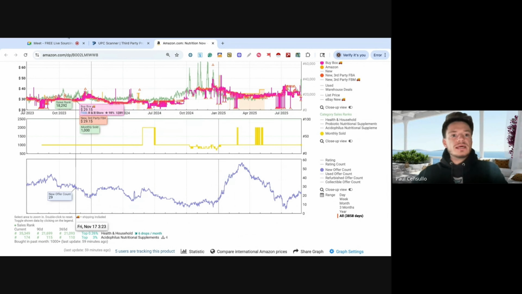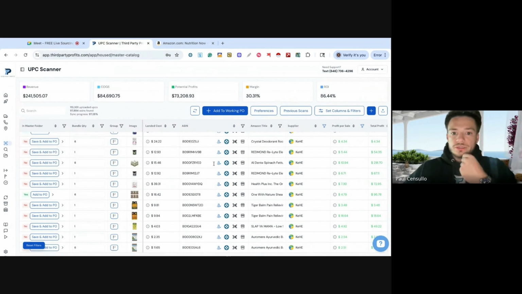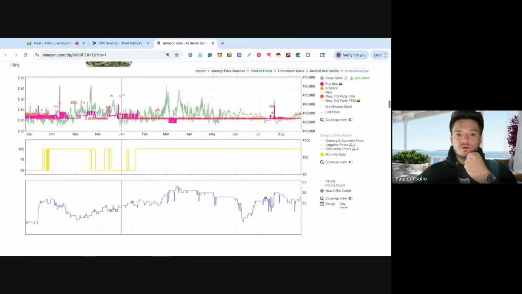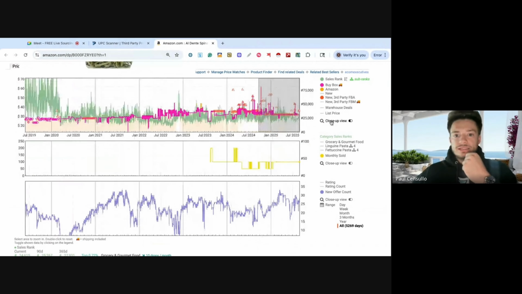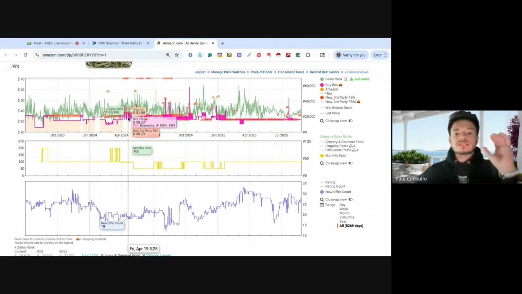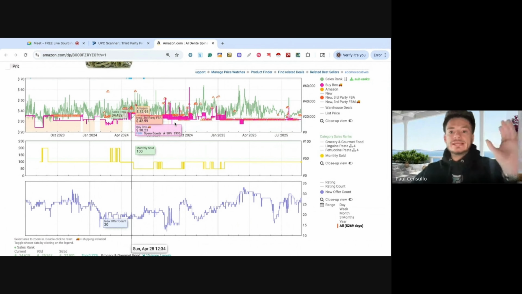Does that kind of make sense? Cool. All right, let's pick up a few more listings here. Let's see if we can see any other indications. Okay, so this al dente product. Like this product here, I love products like this. To me, this is a great Keepa graph.